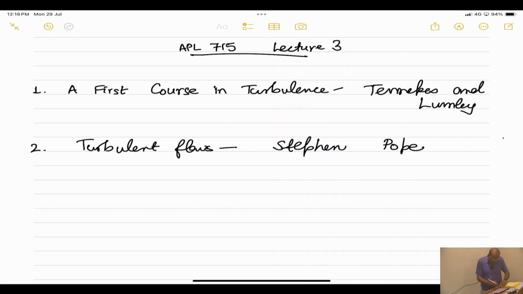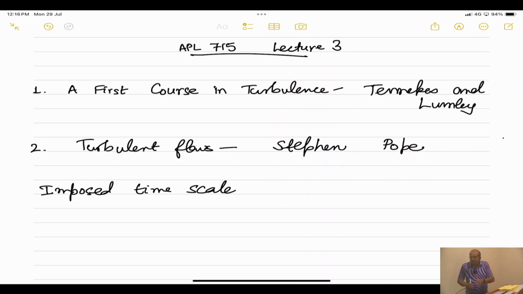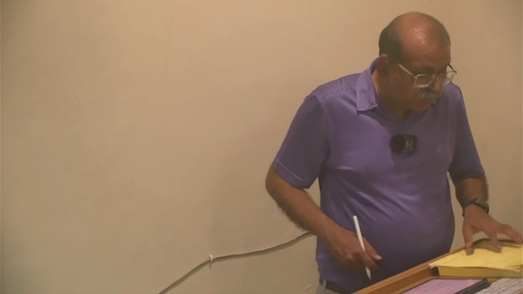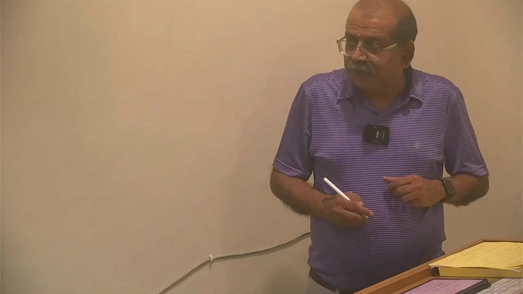Now, let us look at a problem with an imposed time scale. The earlier example was one with an imposed length scale, where we talked of the length of a room, and then we tried to deduce the time scales from the given parameters. We talked of a heat buoyant acceleration. Once we knew acceleration and we had a length scale, we were able to deduce a time scale. Now, the problem we will look at is a problem with an imposed time scale.